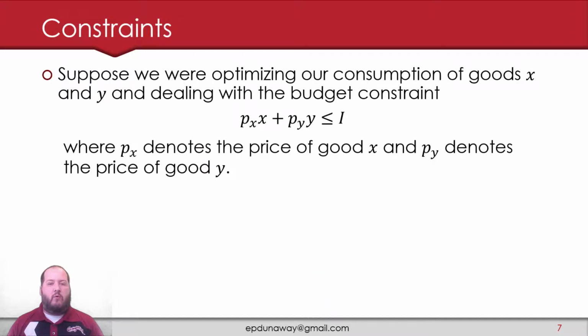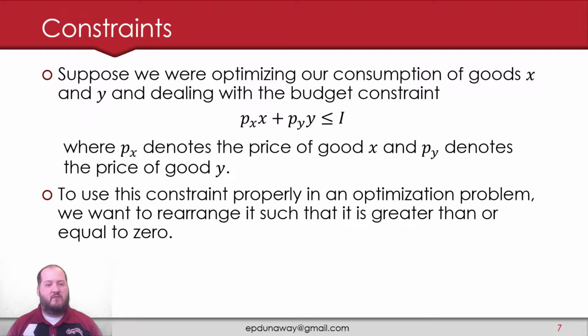In order to figure out how we're going to work with this problem, we need to work with our budget constraint. Again, this is a utility maximization problem. All this budget constraint says is it's px times x, which is the price of x times x, that's how much we spend on good x, plus py times y, where py is the price of good y, has to be less than or equal to I, which is our income. So how much we spend on x plus how much we spend on y must be less than or equal to how much money we have available to spend on those two goods.